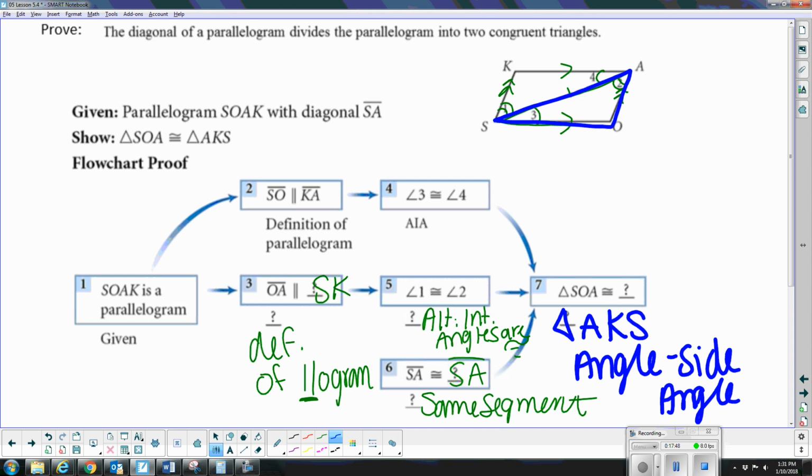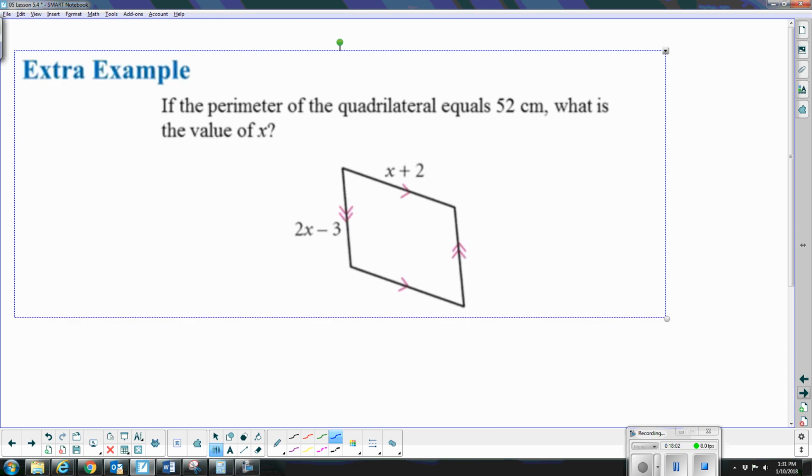All right, so that's our flowchart proof. And if you look at a couple of the homework problems that involve the flowchart proof, you actually use this as the beginning part of the proofs, but you don't have any of those assigned as homework. But if you want to practice with that flowchart, you can do that.